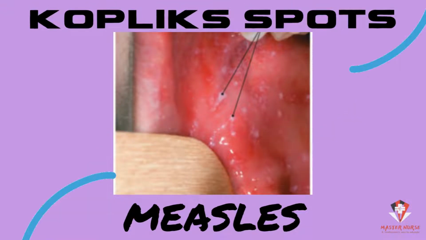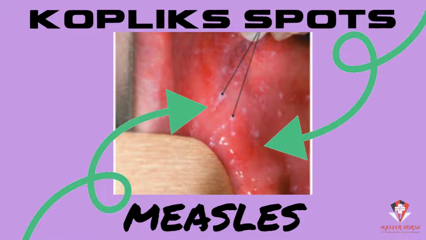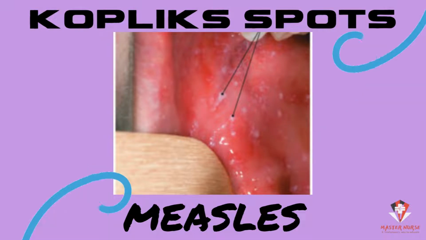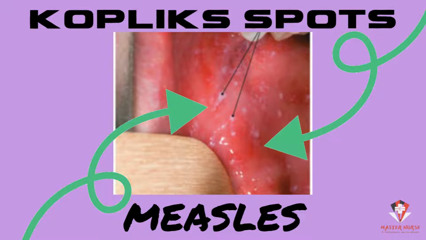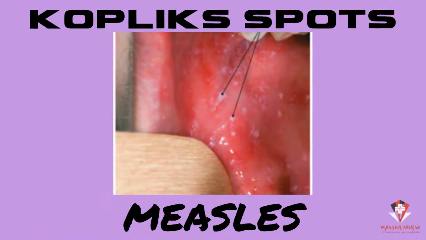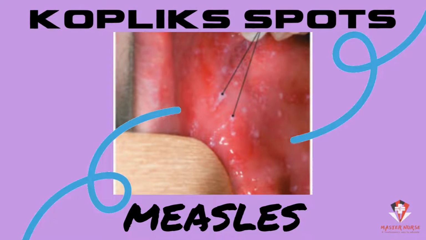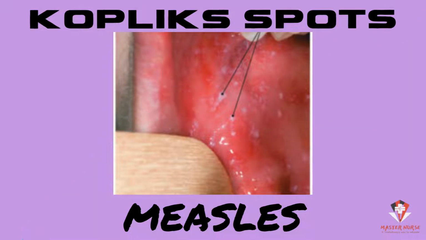Number 16, Koplik's spots. Koplik's spots are white spots inside the cheeks, in the buccal cavity inside the mouth, where there will be small white spots surrounded by red or pink spots. This occurs in a disease called measles. If there are Koplik's spots inside the mouth, it can be a sign of measles. Once measles starts, within 2 to 3 days, these Koplik's spots will arise inside the mouth.